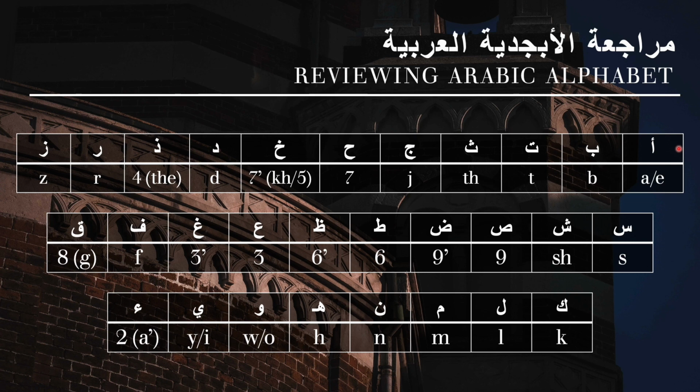Now I will read every letter again, but in a syllable with the accent A. So, A, Ba, Ta, Tha, Ja, Ha, Kha, Da, Dha, Ra, Za, Sa, Sha, Sa, ض, ط, ظ, ع, غ, ف, ق, ك, ل, م, ن, ه, و, ي, أ.